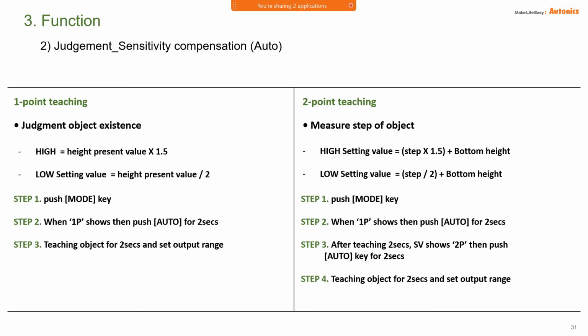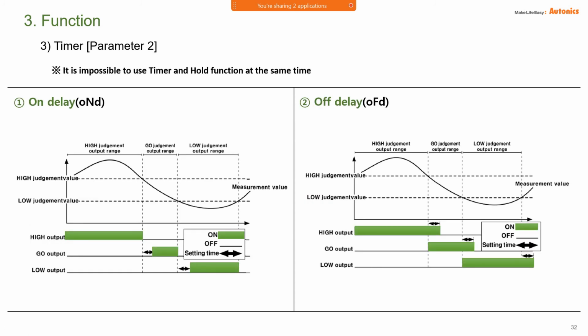Okay, for the 2 point teaching, first you need to press the mode key, and then 1P shows, then push auto for 2 seconds. After teaching 2 seconds, it shows 2P, then push auto key for 2 seconds, and then teach the object for 2 seconds at the set output range. This one is normally for level difference. Level difference, you need to apply this 2 point teaching.